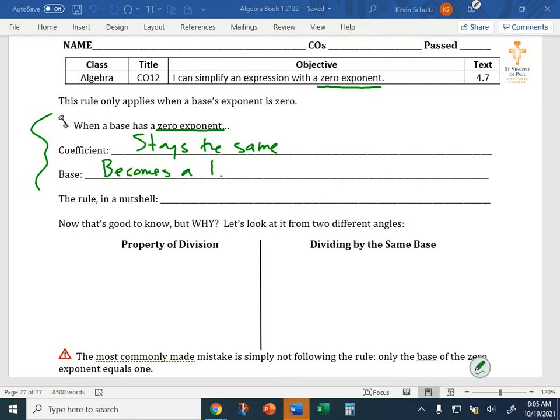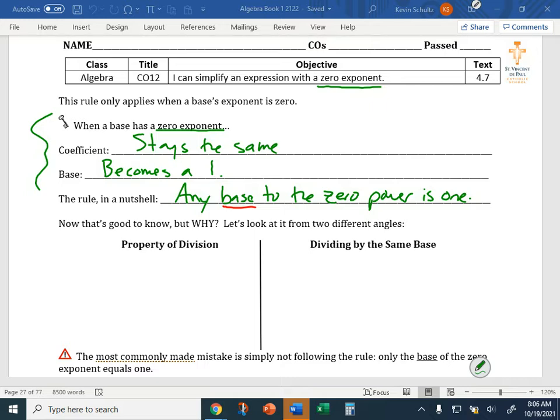So the rule, in a nutshell, is any base to the 0 power is 1. And I'm going to underline base because this rule is deceivingly easy. Okay, it seems on the surface to be very, very simple, but where folks get tripped up is if they don't kind of focus on the fact that the base becomes a 1 and any coefficient gets left alone. Okay, let's talk about why this is. Before we go any further, let's talk about why.